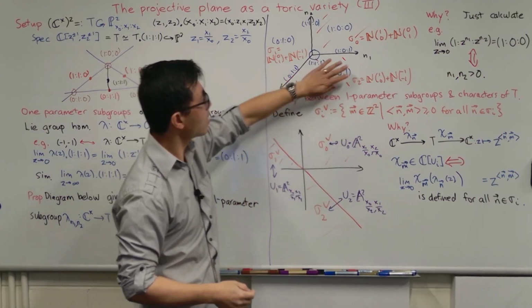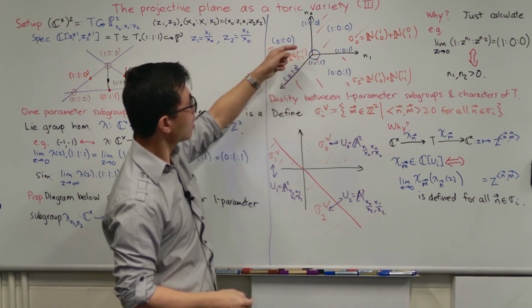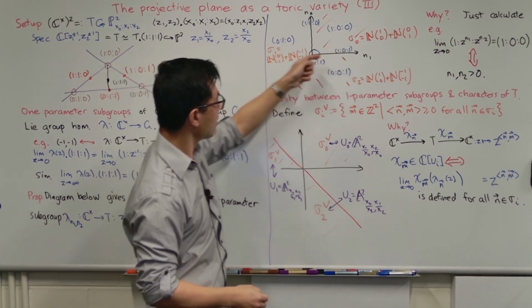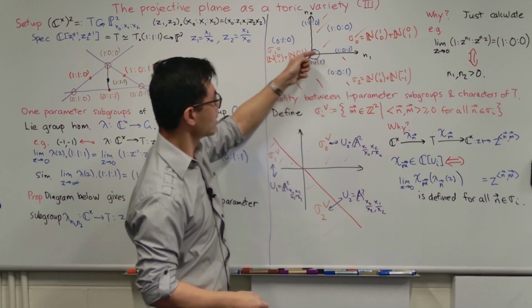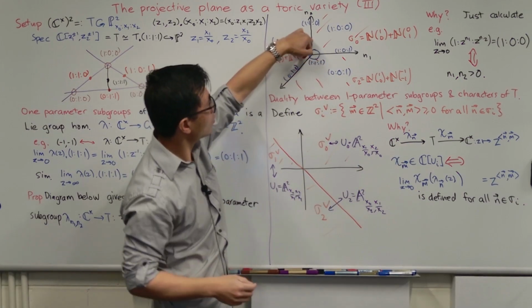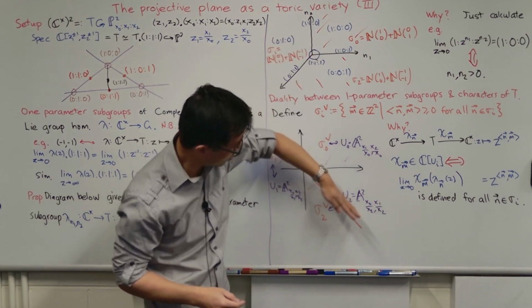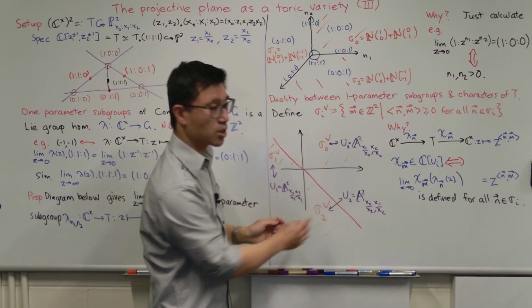And finally, let's do the same thing for this sigma 2. You want a non-negative dot product with this 1, 0, so you're on the right half plane. And then you also want a non-negative dot product with this -1, -1, which we saw was just below here. So you're in this region here.